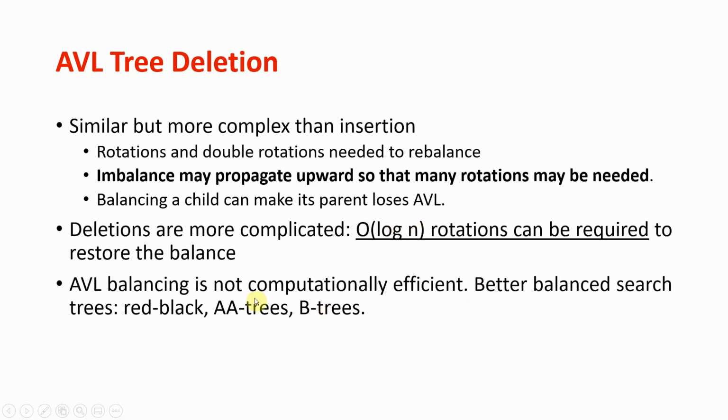Okay, AVL balancing is not very computationally efficient. Better balanced search trees are red-black trees, AA trees, and B-trees. Rebalancing AVL is more difficult. I chose AVL because even the red-black tree, believe it or not, in my opinion is more challenging than AVL to write the algorithm for. So among the height-balanced trees, I think AVL is the easiest balancing technique we can have for BSTs, but it's not computationally efficient.